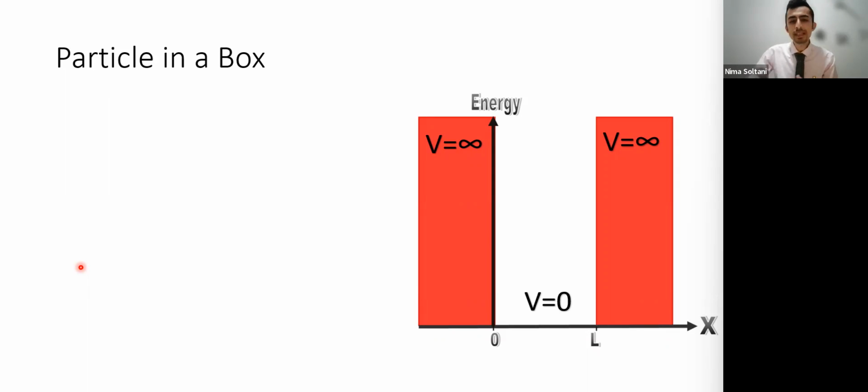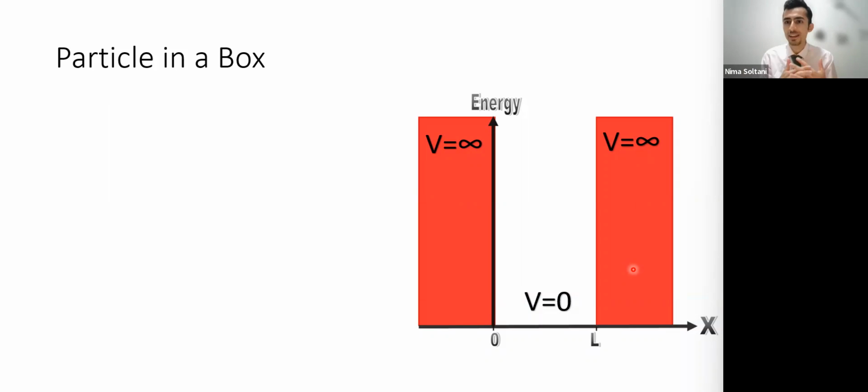The one-dimensional particle in a box is simply a one-dimensional potential that from 0 to L, where L stands for the length of the box, has 0 potential energy. But as you step outside of the box, the potential energy goes to infinity, which means that you are not allowed to be in those regions. So you're truly trapped inside the box.